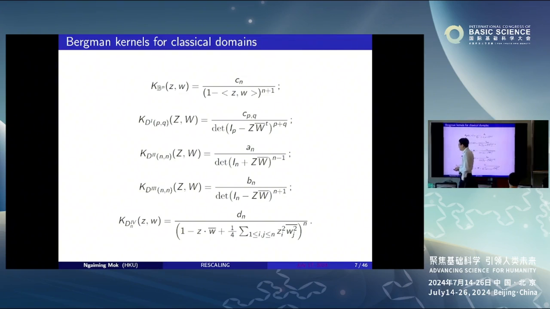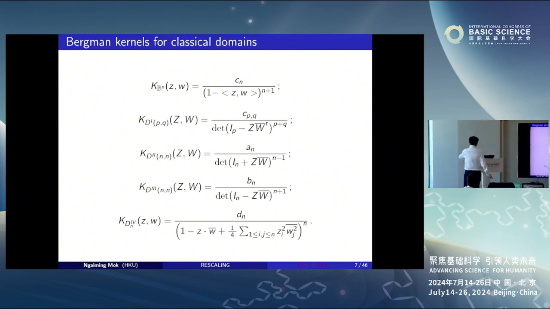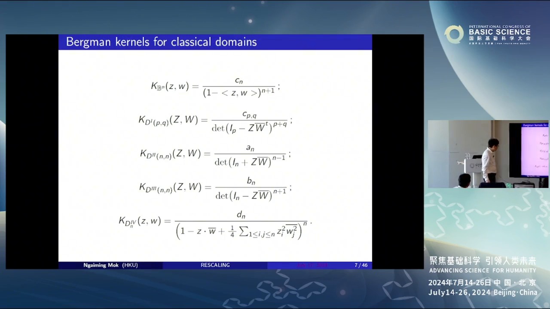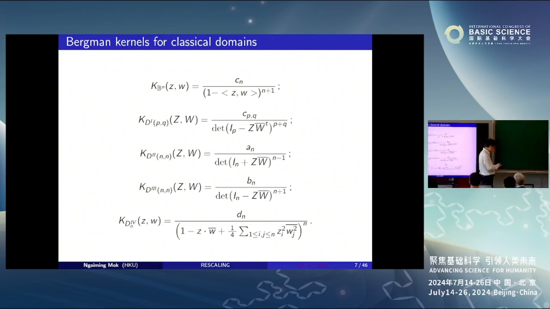So now I list the Bergman kernels, the classical ones. The point I want to make is that the Bergman kernels are actually rational functions in z and w bar. This is even the case when you take the exceptional domain. One can give a uniform proof. One doesn't have to compute it, but of course, in classical cases, you can compute it easily.